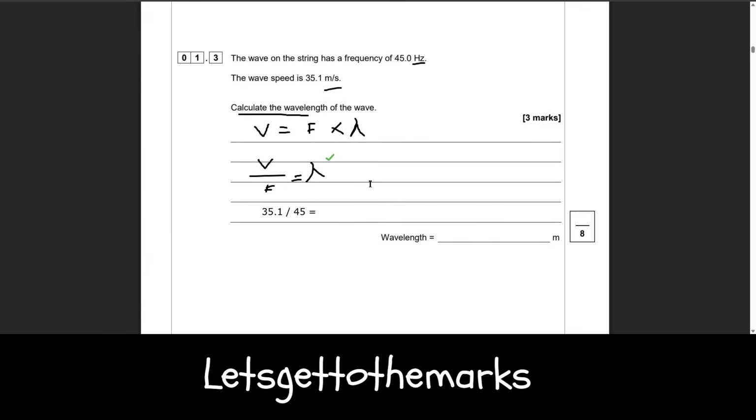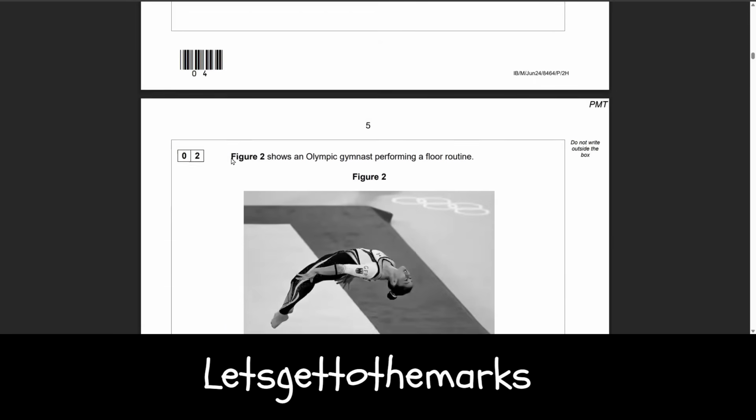And we need to smash that in the calculator. Hold on, I've got my dodgy phone calculator. Let's have a go. 35.1 divided by 45, and that equals a wavelength of 0.78 meters. And that's going to give us 3 marks: correct rearrangement, correct insert of the numbers, and then the correct answer. 3 marks. Absolutely beautiful. Let's move on.